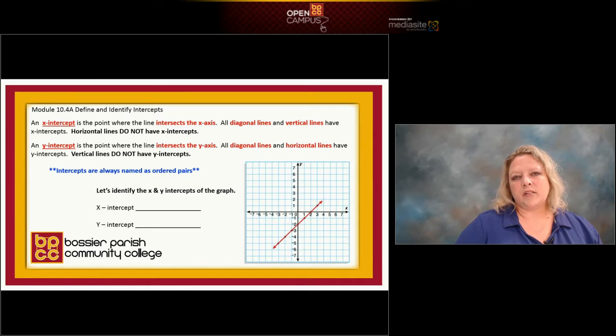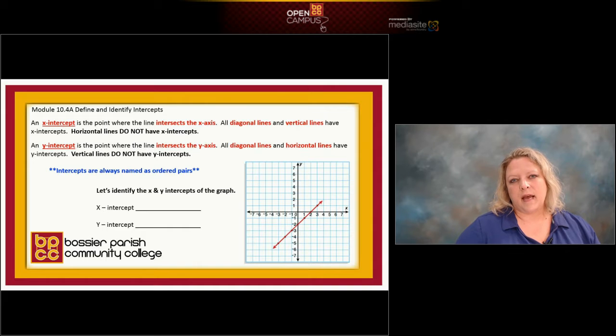If you look at the bottom of the screen on that slide, I do have a diagonal line drawn for you with some points on it. And when we identify our x-intercept and our y-intercept in just a minute, when it touches the x-axis, it's going to have a number, comma, 0. And that 0 means it didn't go up or down to make that point on the x-axis. It's literally on the x-axis. So it's a number, comma, 0.